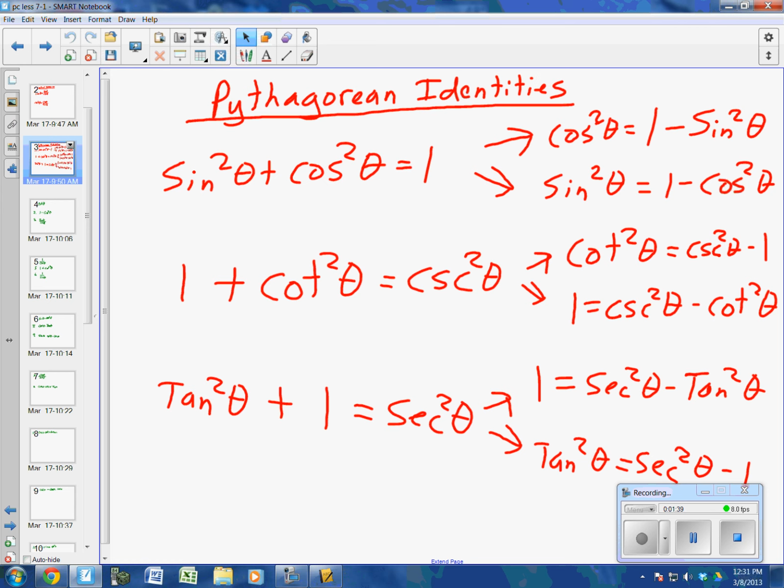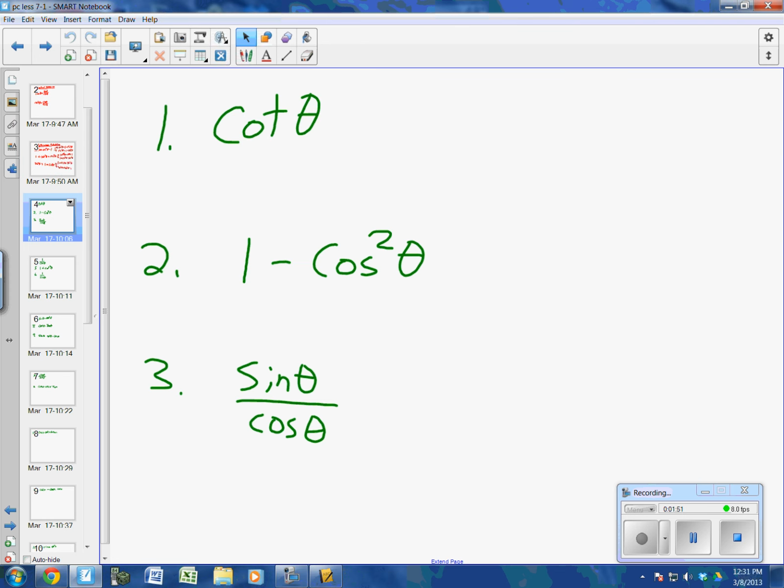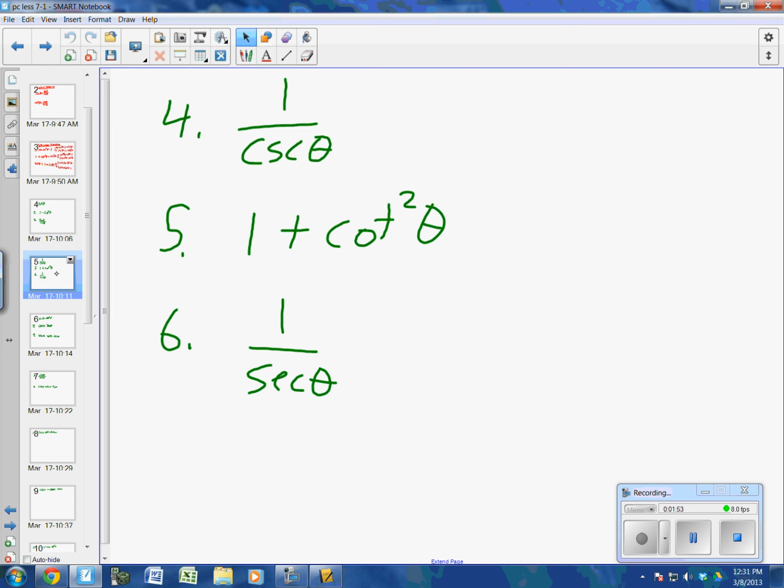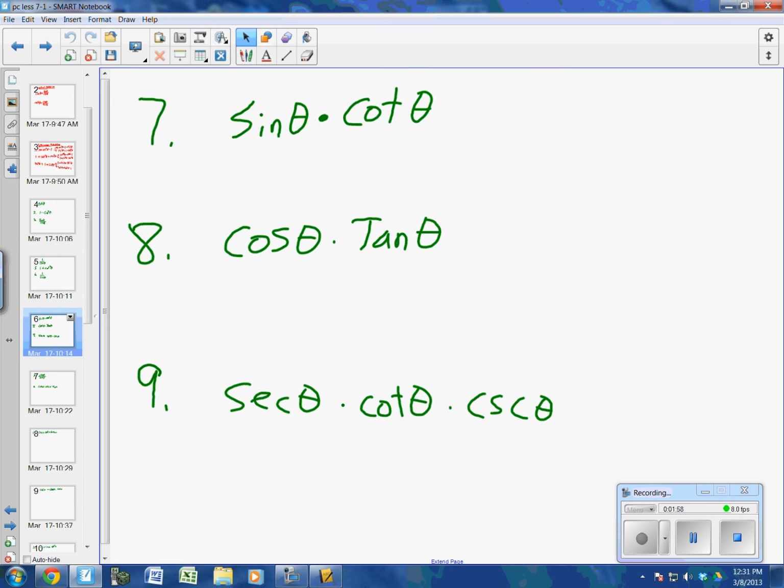I'm doing this mostly for the people who weren't here last time. But you guys should have all those written down. Remember those identities. Okay, we're going to have to memorize them. That's your goal. And we learned how to use them. I'm going to skip a lot of these slides right here. We did all these slides. We simplified them last time. So you learned how to do that.